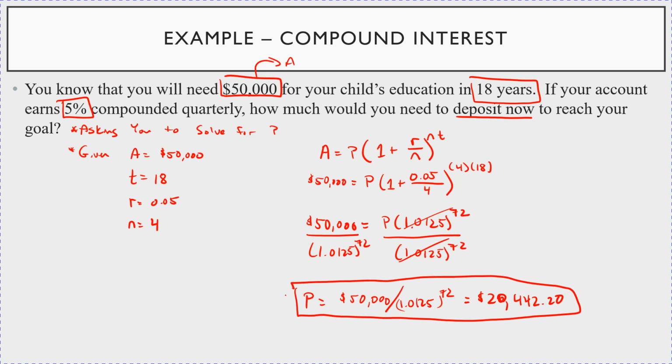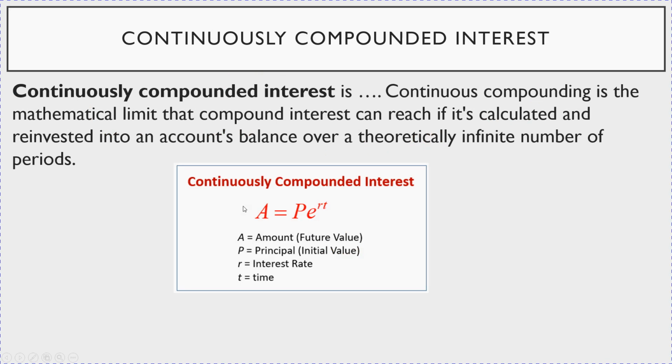All right, so we've got simple interest, compound interest. Let's now talk about something called continuously compounded interest. So what is continuously compounded interest? Continuous compounding is the mathematical limit that compounded interest could reach if it's calculated and reinvested into the account's balance over time, a theoretically infinite number of periods.